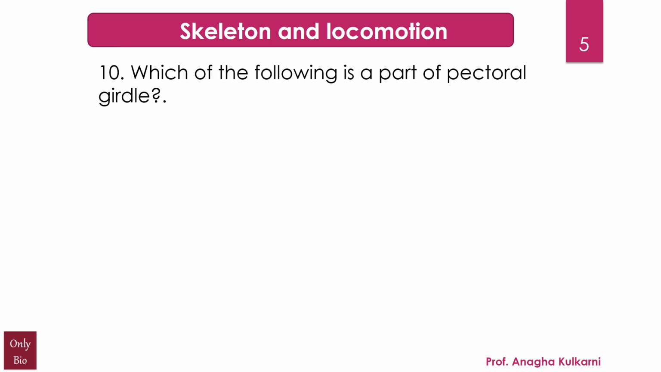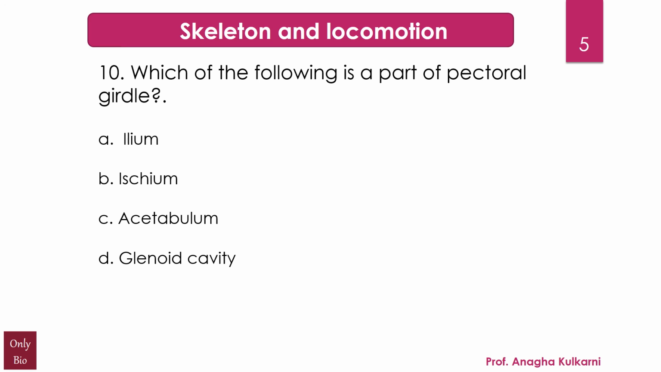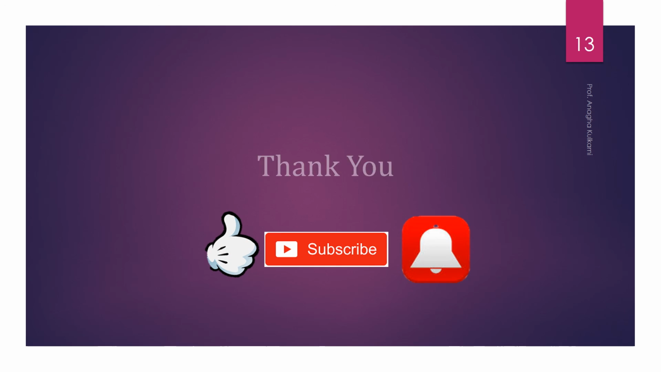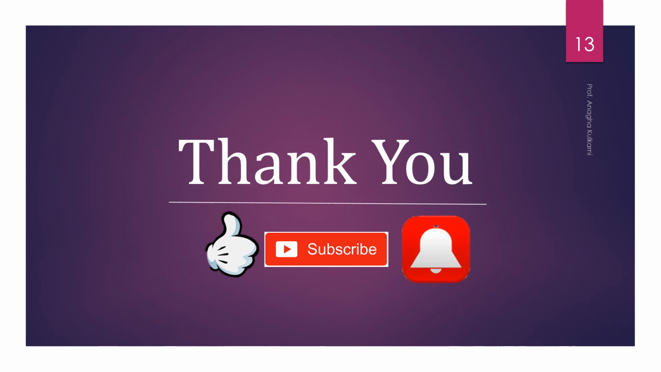Question number 10. Which of the following is a part of pectoral girdle? A. Ilium. B. Ischium. C. Acetabulum. D. Glenoid cavity. And the correct answer for this question is D. Glenoid cavity.